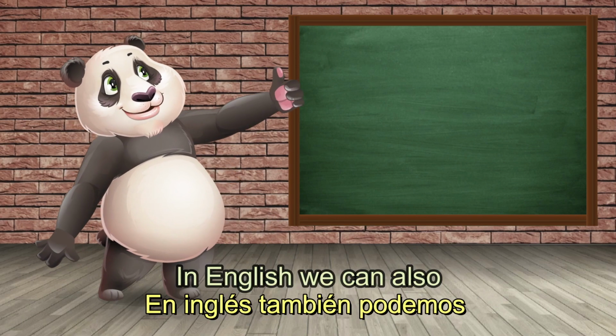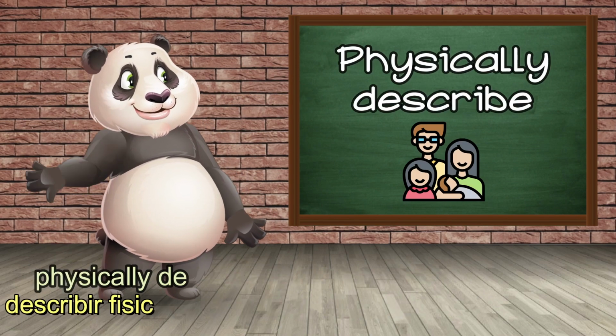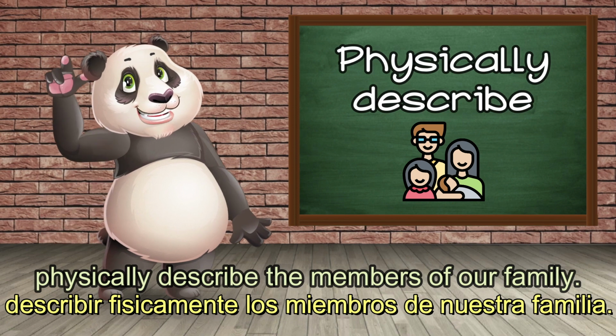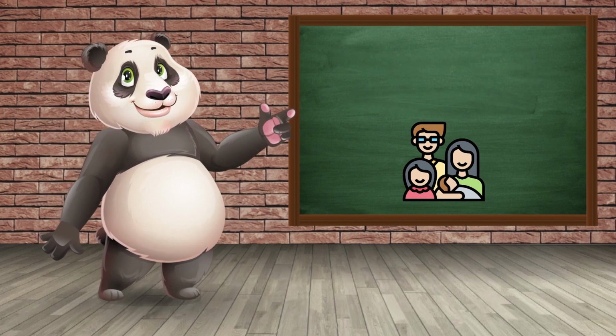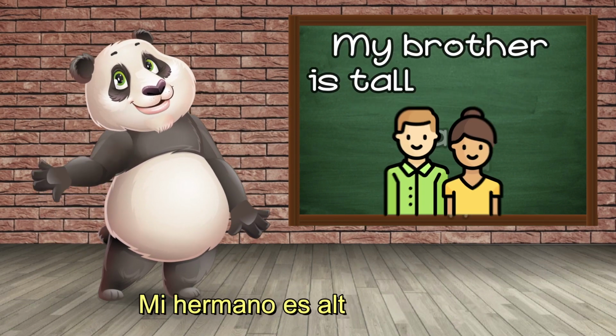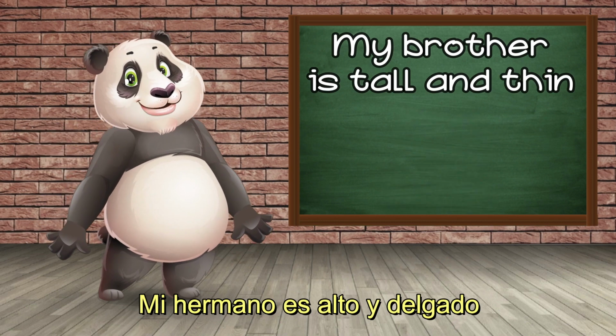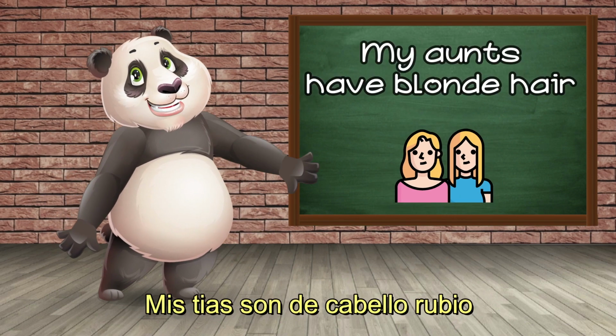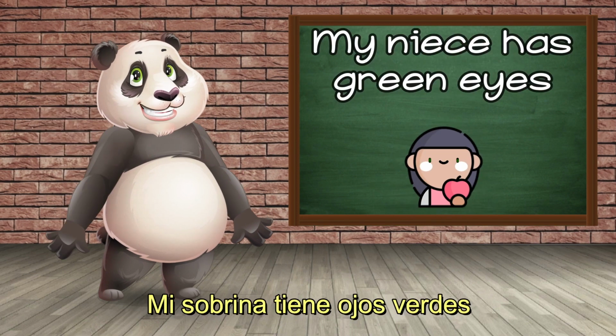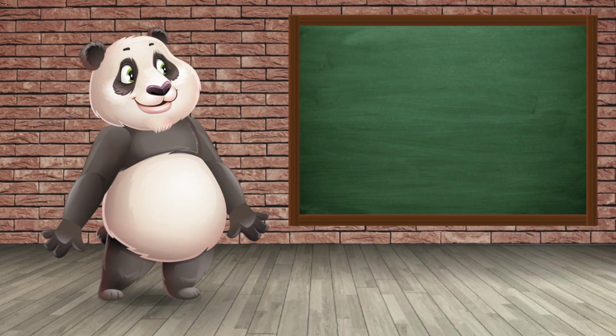In English, we can also physically describe the members of our family. For example, my brother is tall and thin. My aunts have blonde hair. My niece has green eyes.